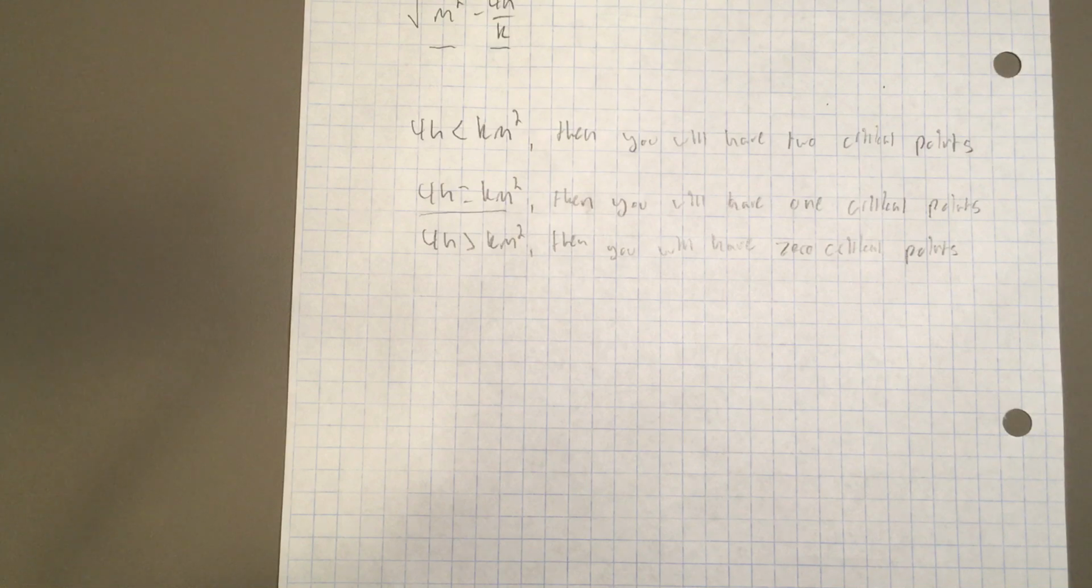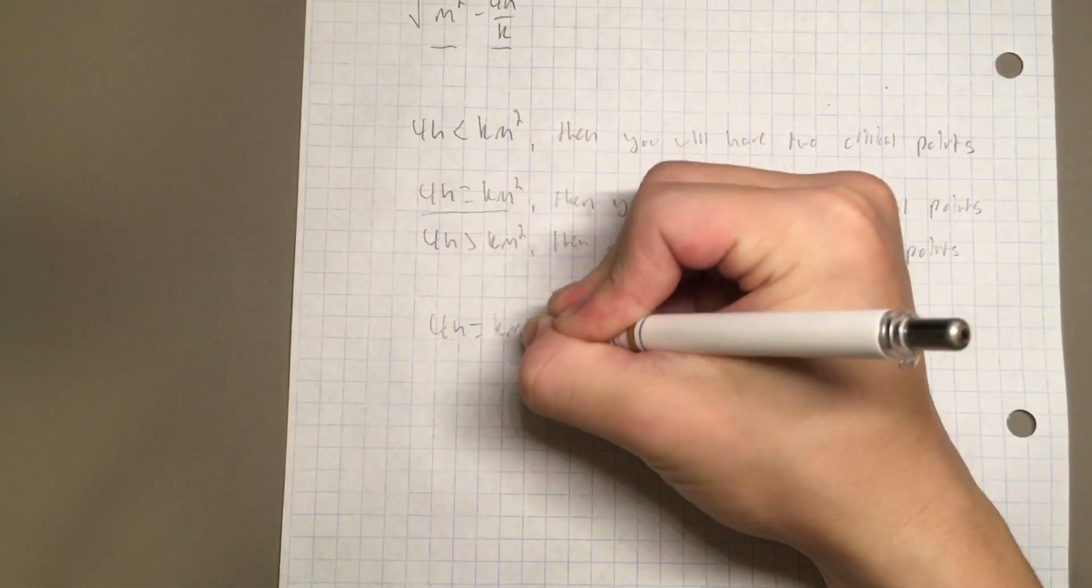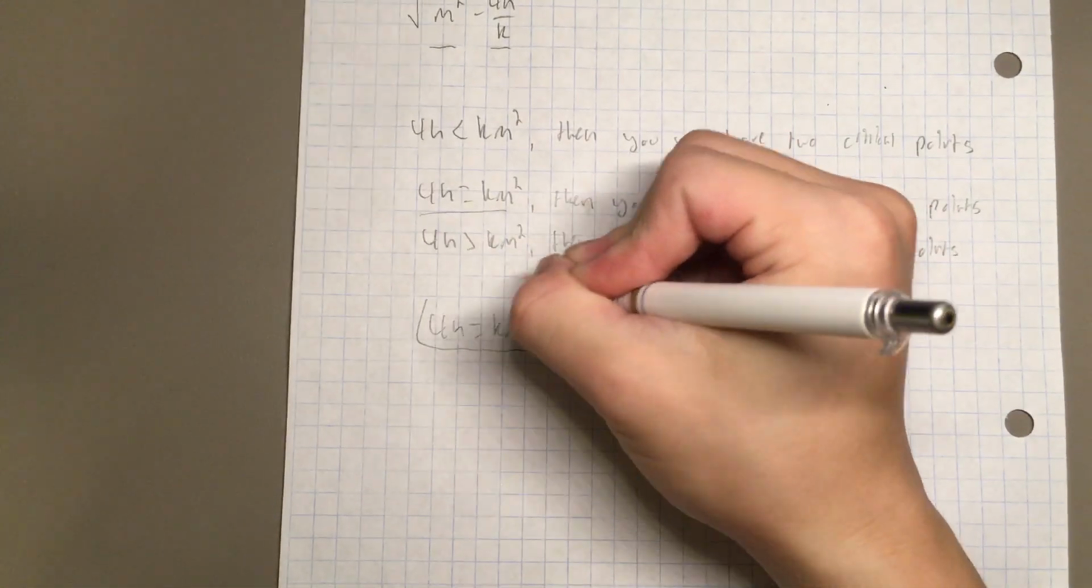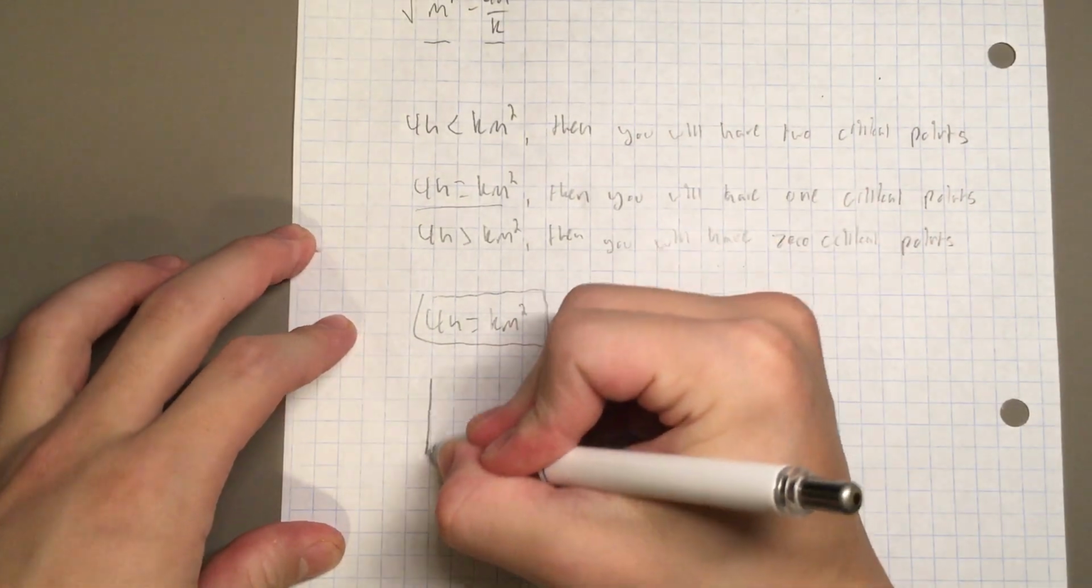So therefore, the H value that's going to be the biggest rate that rabies can spread through the population without all the rabbits getting infected after an infinite amount of time will be when 4h equals km squared. Boom. Good job if you got that. And then on to the graph.